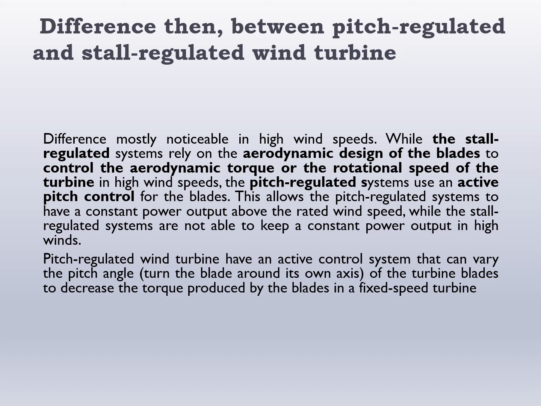So the difference is mostly noticeable in high wind speed. Here in stall regulated systems, they rely on aerodynamic design of the blades to control the aerodynamic torque. In case of pitch regulated, they use active pitch control for the blades.